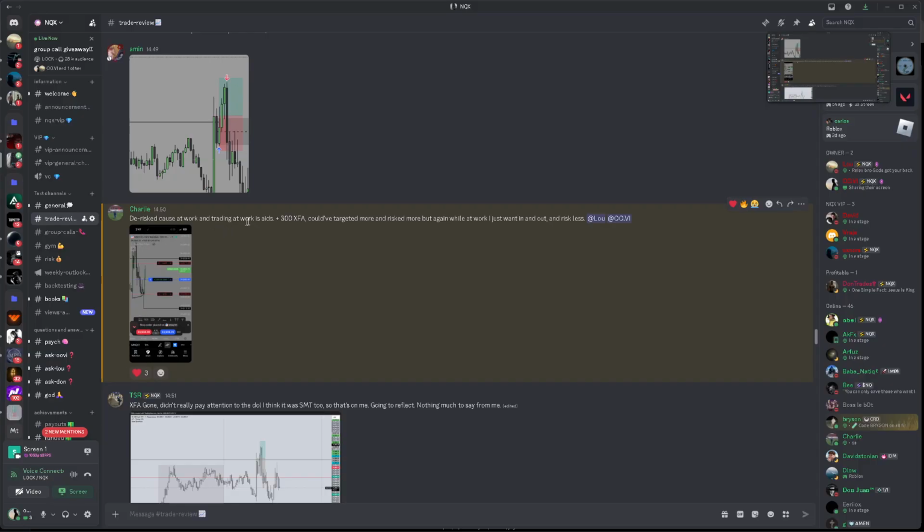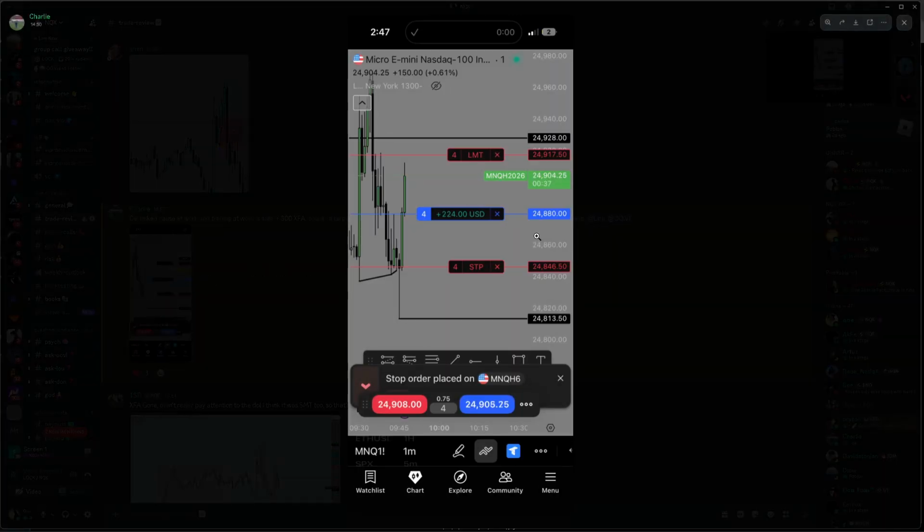De-risk because I'm at work and trading at work is plus 300 on XFA. Could have targeted more and risked more, but again, while at work, I just want in and out and risk less. Yeah, that's a valid thought process. I'd rather you not trade at work at all. But yeah, this trade's solid. SMT multiple times, manipulation, big long tail wick, displacement higher, entries on the candle, stops in the right place, TP at the 1-to-1, beautiful.